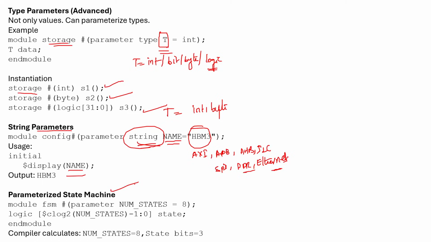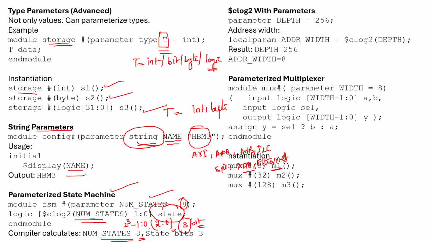And like state parameters, that means FSMs we are taking, right? The number of states should be 8 here. States is 8 means C log 2 of 8: 2 power 3. 2 power 3 minus 1 down to 0, that means 2 down to 0, which means 3 bit. So it will support 8 states. The number of states I am mentioning here is 8, and the bits for the state are decided by C log 2. In this way I can assign my states.